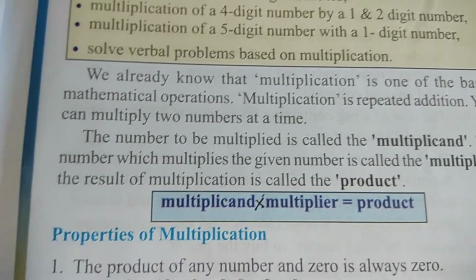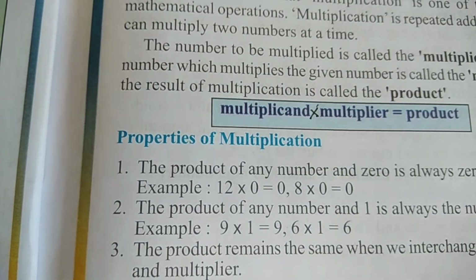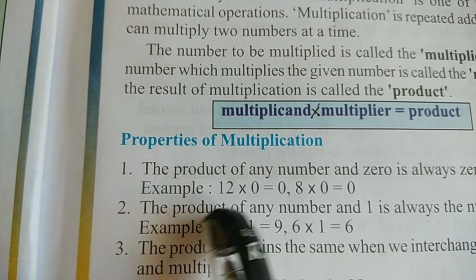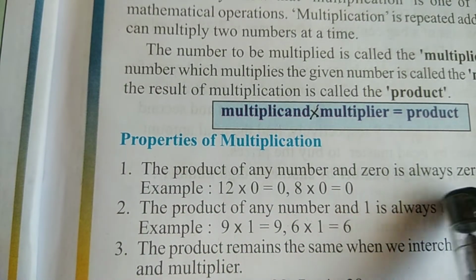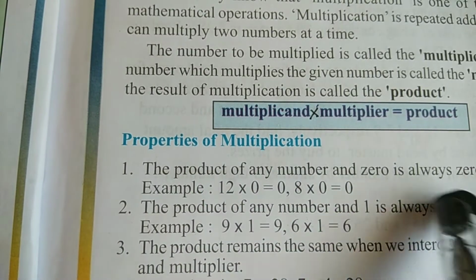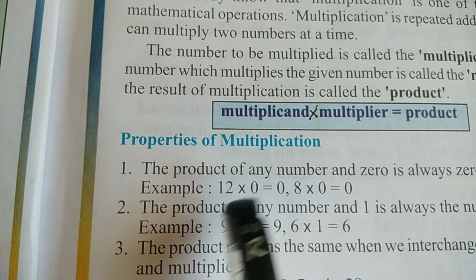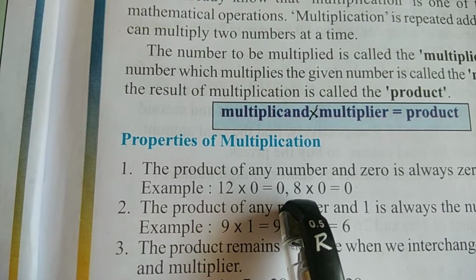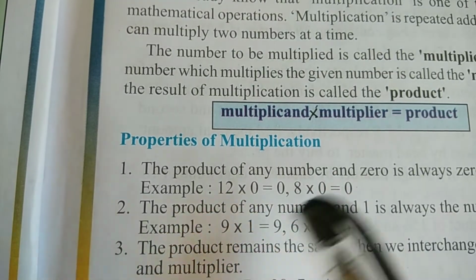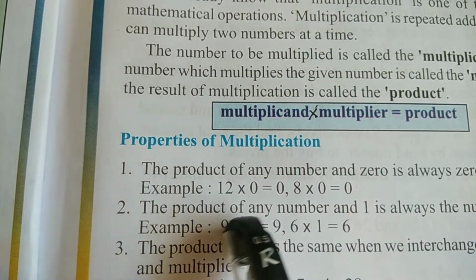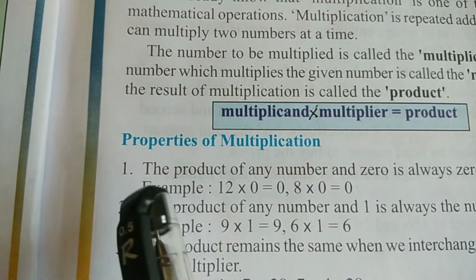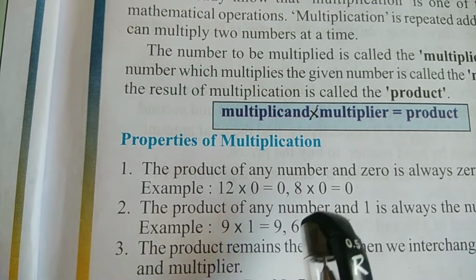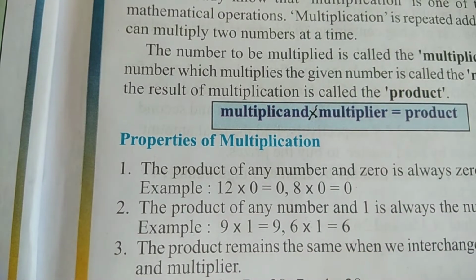Next, what are the properties of multiplication? Dear children, there are three properties. First, the product of any number and 0 is always 0. All of you know this is the basic thing of multiplication. Any number into 0 is 0. For example, 12 into 0 is 0, 8 into 0 is 0, 4 into 0 is 0, 6 into 0 is 0. This is the first property of multiplication.